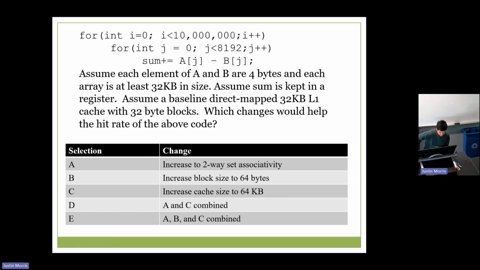The question is, will it use all the memory? I don't see answers changing anymore. Are we done with the peer instruction? Okay, so again, one at a time, I want to hear from new people. Increasing to two-way set associativity, yes or no?